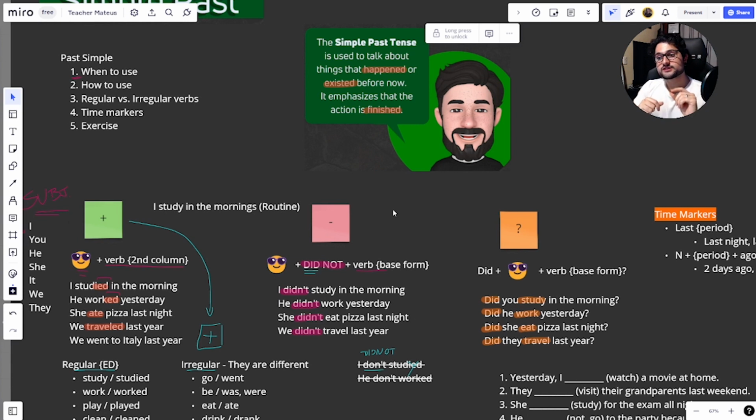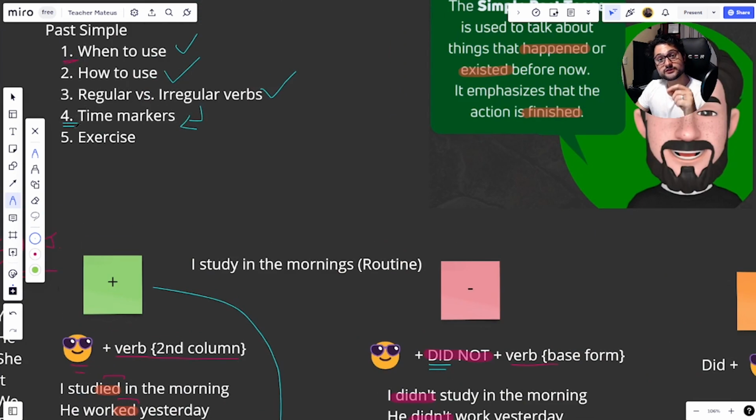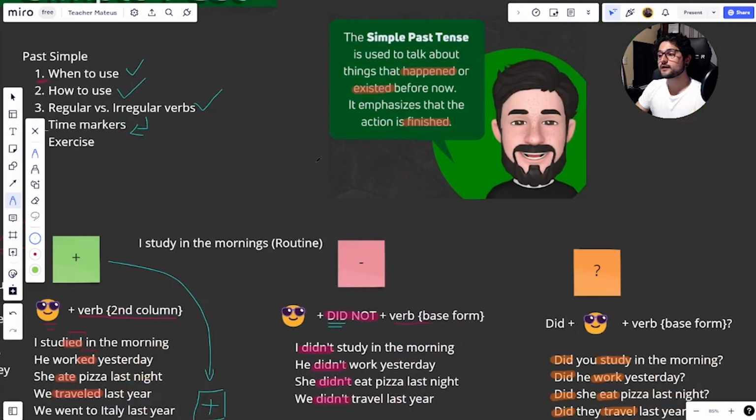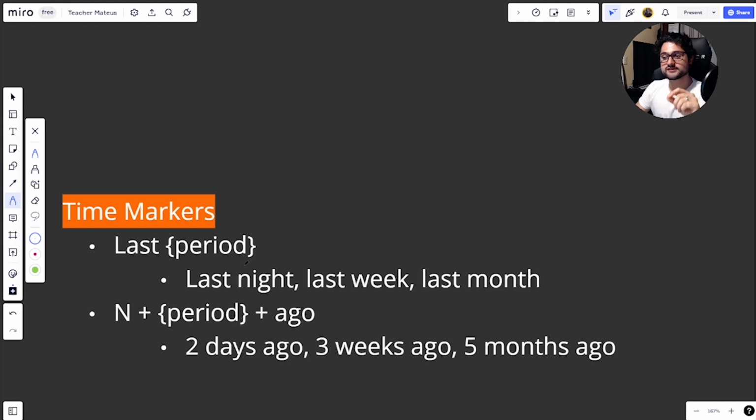One point that I would like to discuss with you guys: we discussed when to use, how to use, what regular and irregular verbs are, and let's talk now about time markers, because this is actually very important in simple past. These are the different possibilities that we use time markers with the simple past. We will say, for example, last, and then some event or some period in the past. Last night. So you can describe maybe an affirmative, a negative, or interrogative with last night.